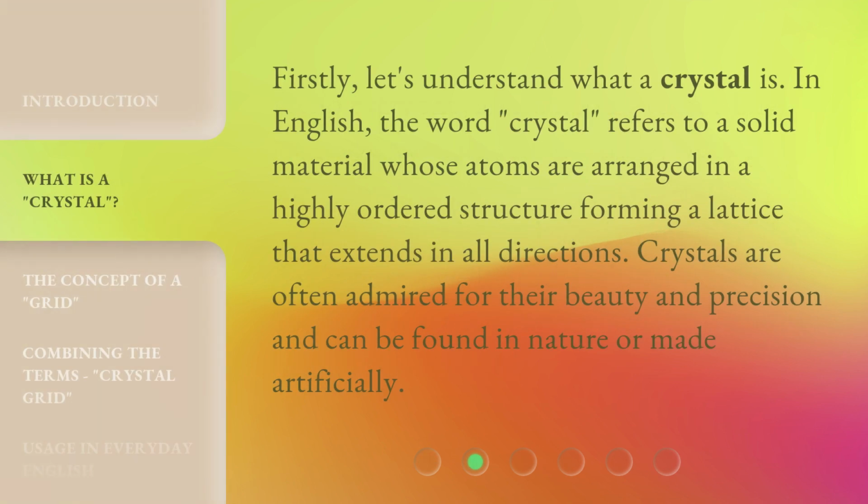Firstly, let's understand what a crystal is. In English, the word crystal refers to a solid material whose atoms are arranged in a highly ordered structure forming a lattice that extends in all directions. Crystals are often admired for their beauty and precision and can be found in nature or made artificially.